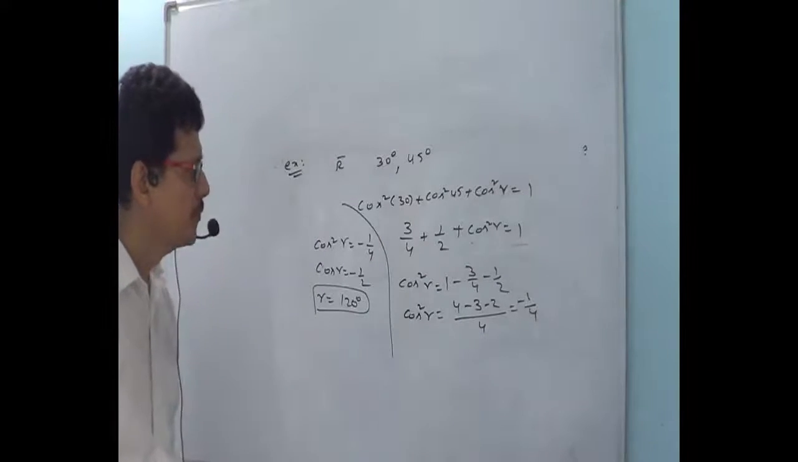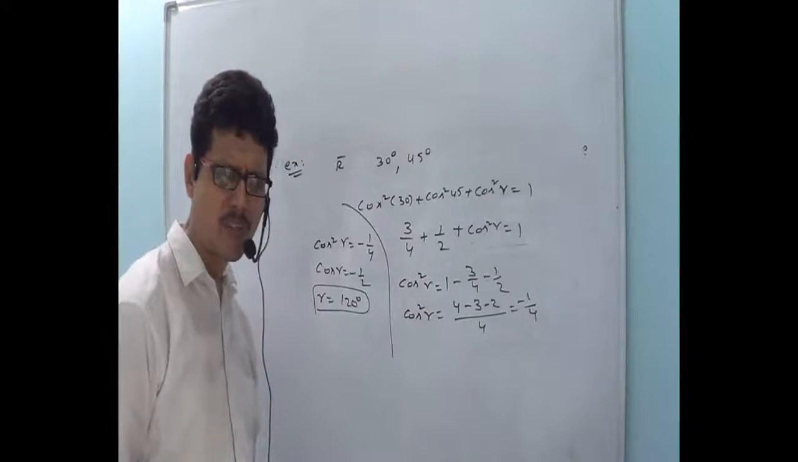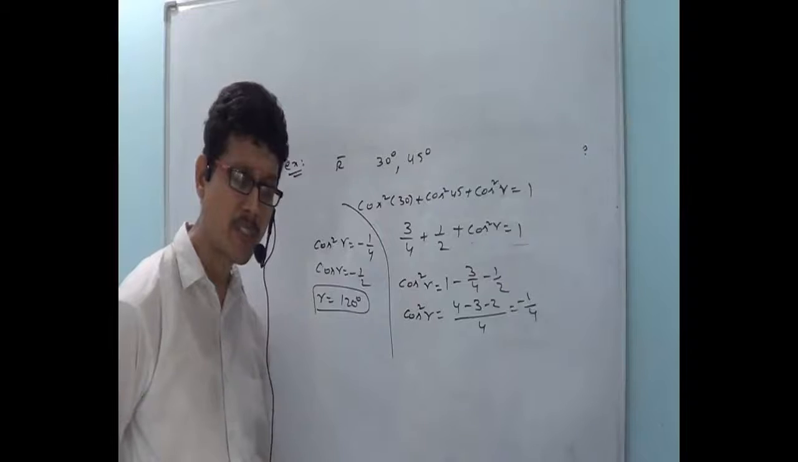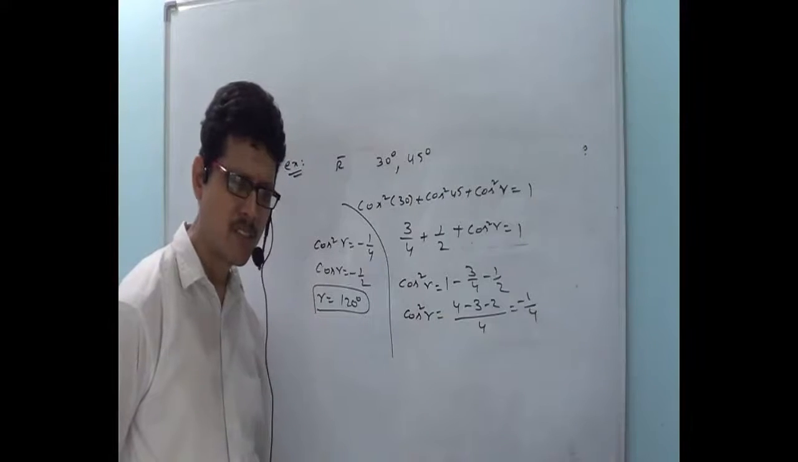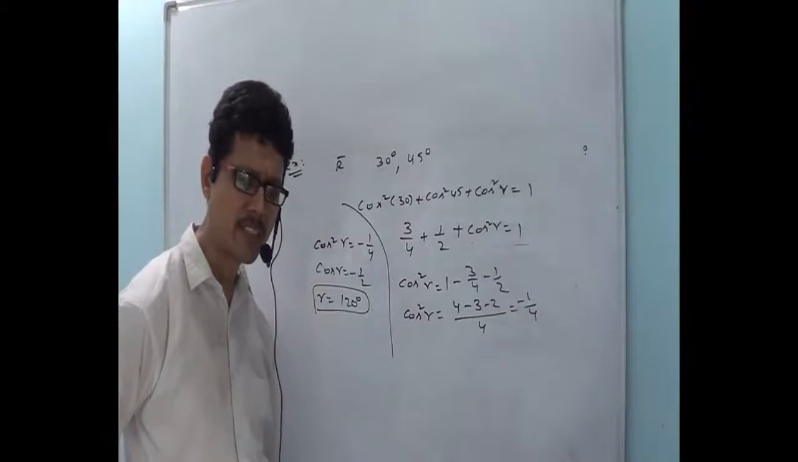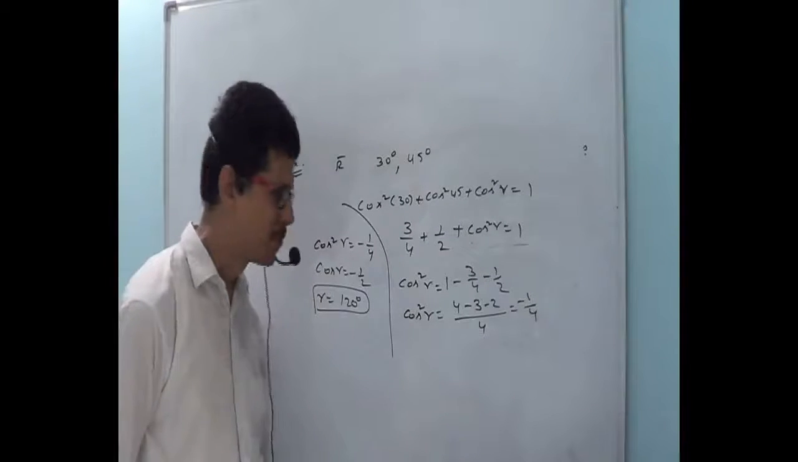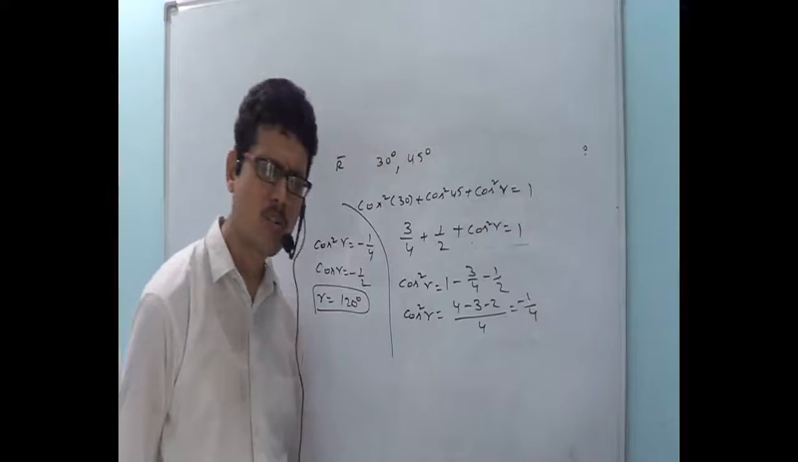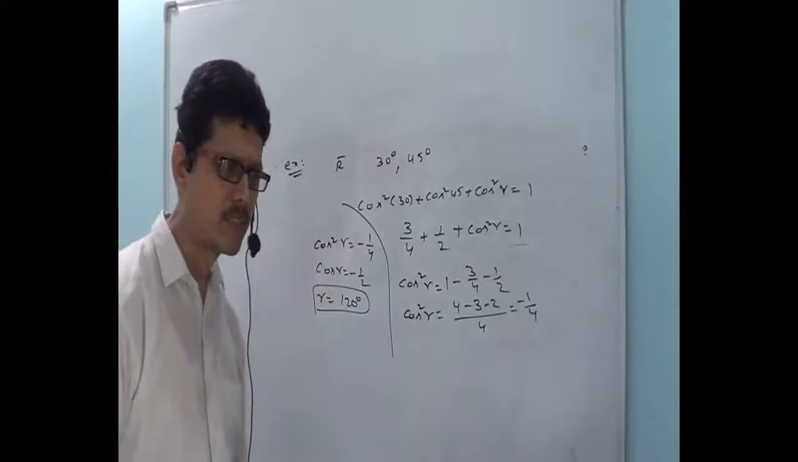Okay. What are this cos alpha, cos beta and cos gamma? These are the direction cosines. They will tell us about the direction of the vector, in what direction it is aligned. What is cos alpha, cos beta, cos gamma? They are called direction cosines. Okay.